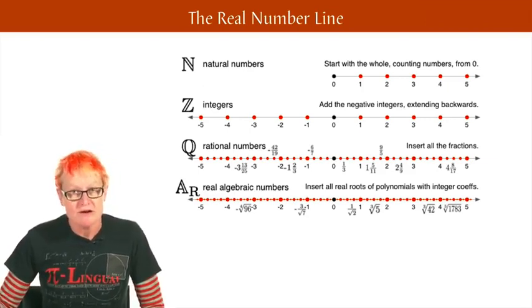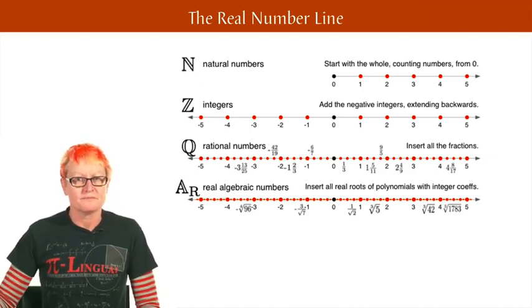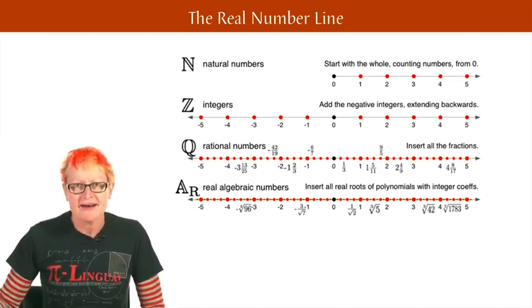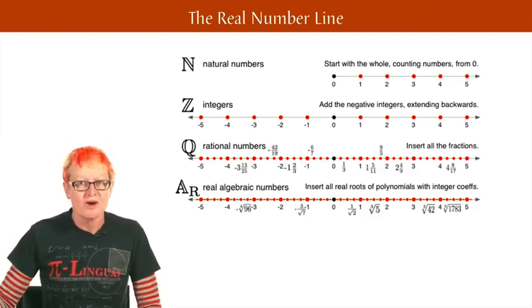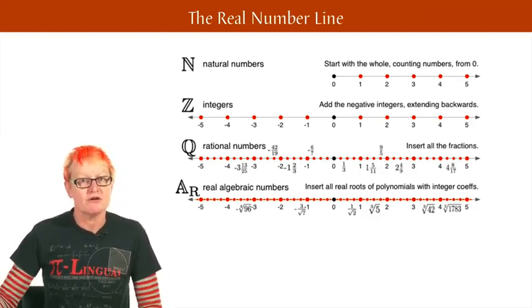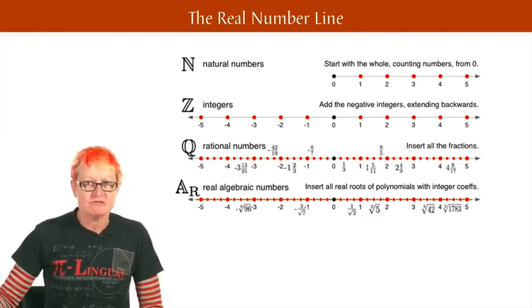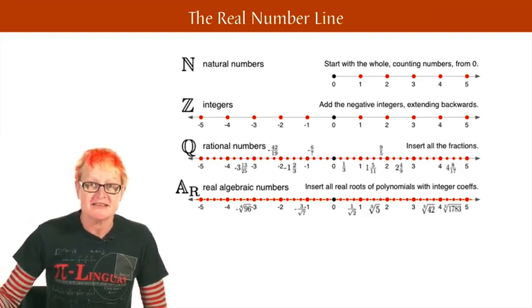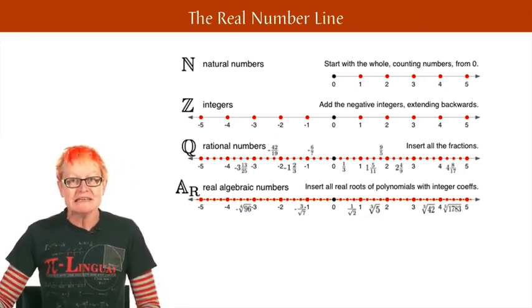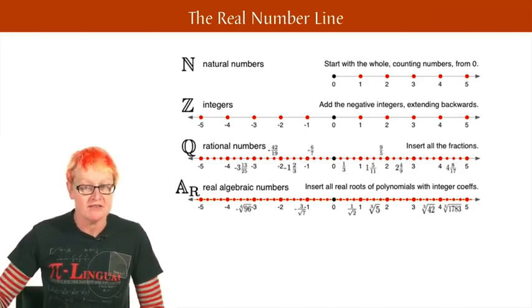We don't stop at square roots, but also add cube roots, fourth roots, fifth roots, and so on. The real algebraic numbers are the set of all real numbers that are solutions to polynomial equations with integer coefficients. This fills up more of the space between rational numbers, but still not all the space. Indeed, the set of real algebraic numbers is still countably infinite, so no bigger a degree of infinity than the rationals.